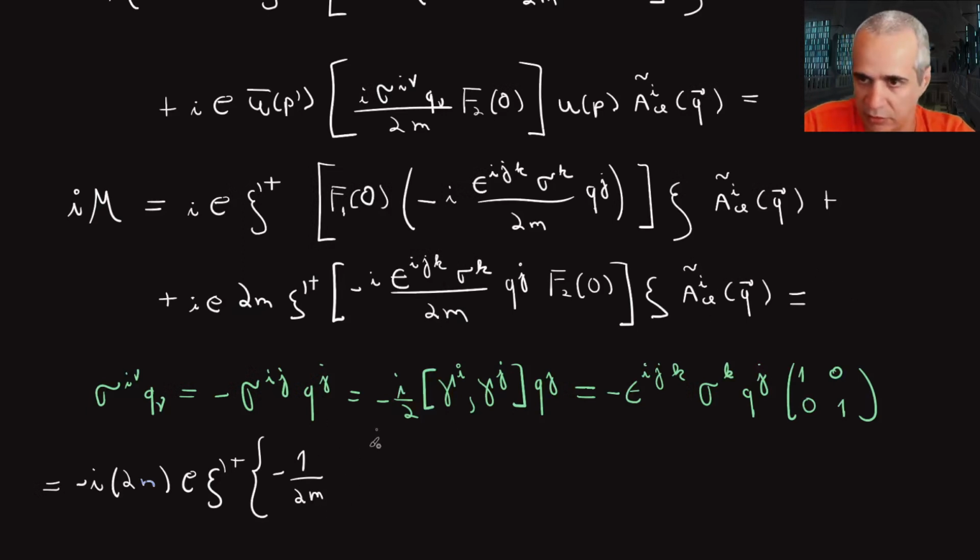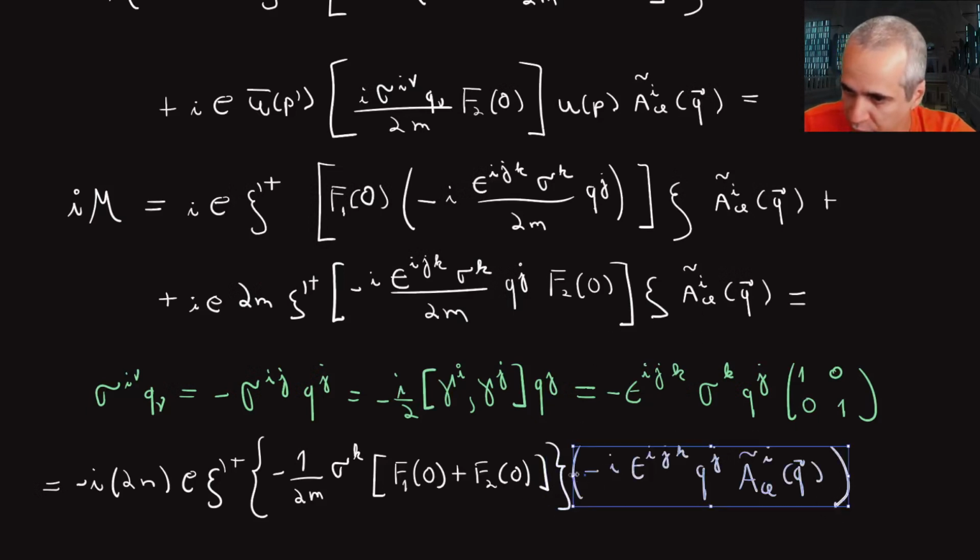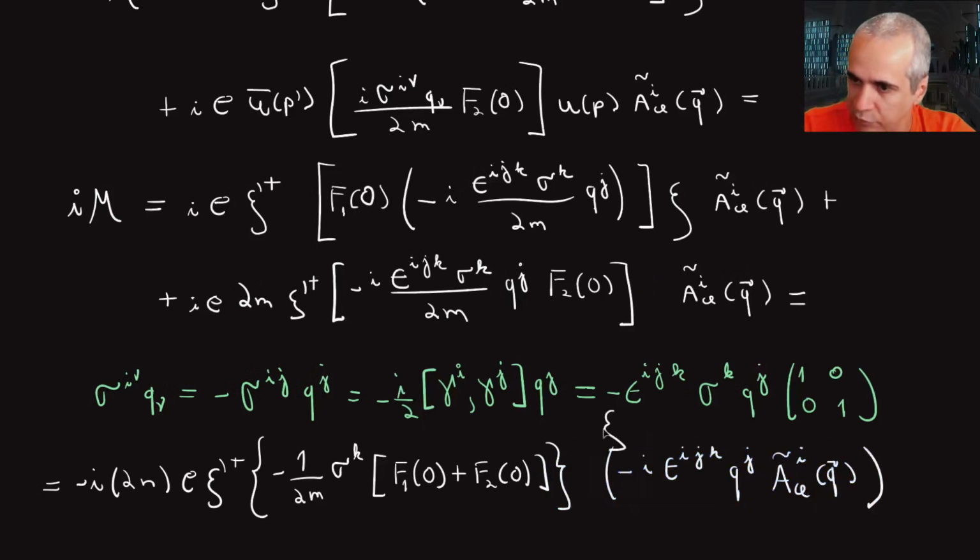You'll see in a second. So I'll just keep sigma k, F1 of 0 plus F2 of 0. And then with these indexes, right, minus i epsilon i j k q j A to the i classical of q, right? And now I have something pretty nice. I forgot the spin. Let me move this to the right because I forgot this psi here.